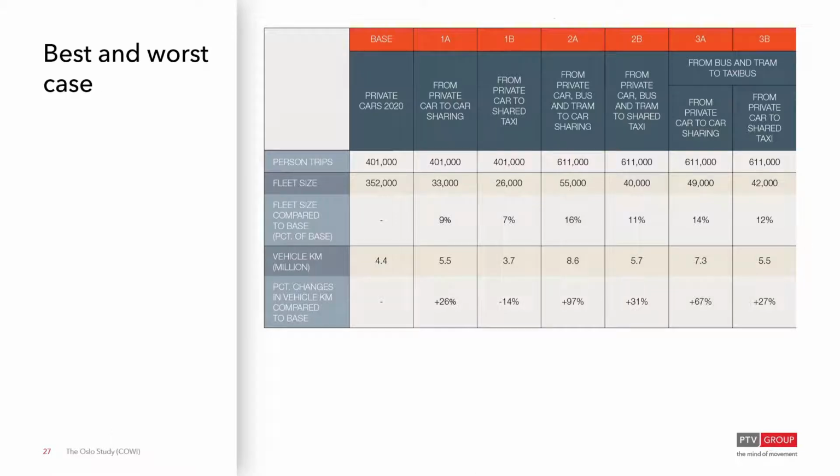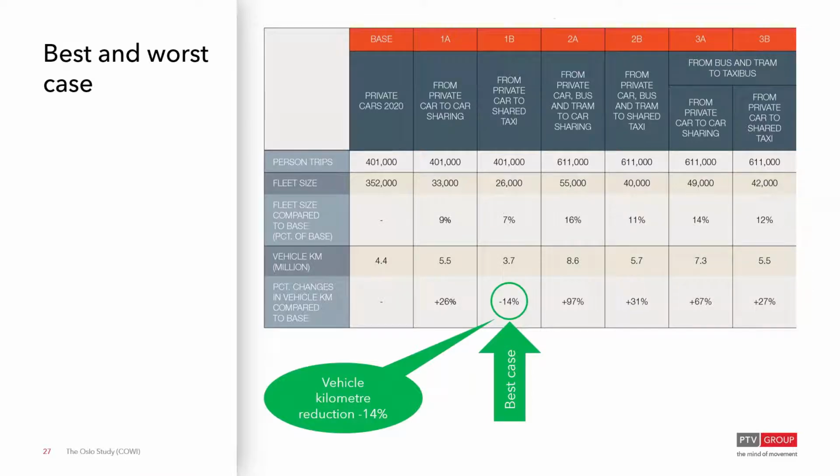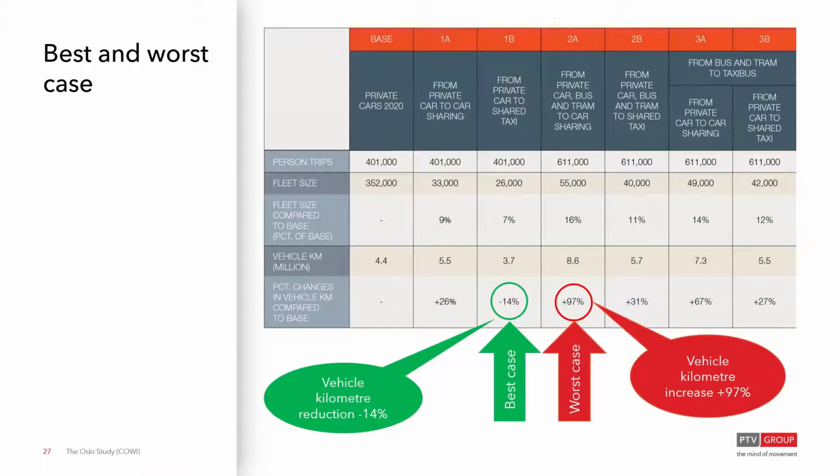So let's look at some of these results we have here. The best and the worst case. We already know 1B was the best. We were reducing vehicle kilometers by 14%. Good old 2A is a disaster. It's where all of the car and private public transport people are riding in car share only. We almost double vehicle kilometers. And then if you look at the fleet size reduction, they're pretty good all round actually, but the best one was 93% in 1B.